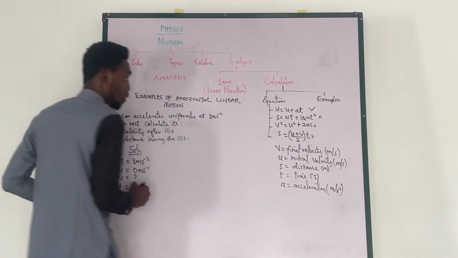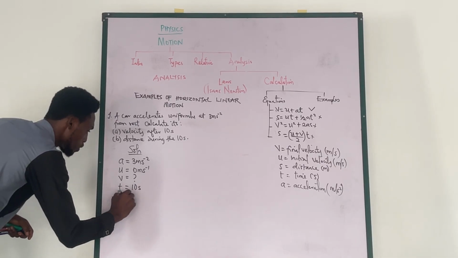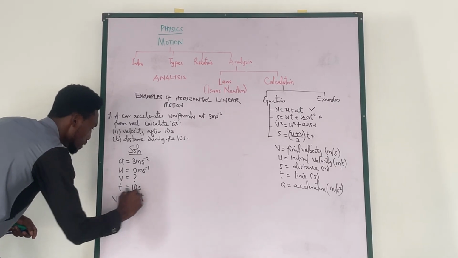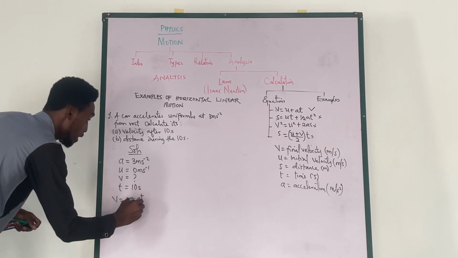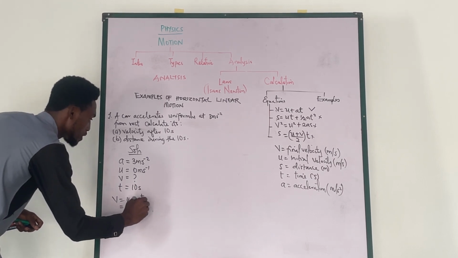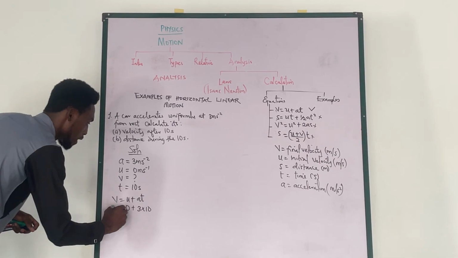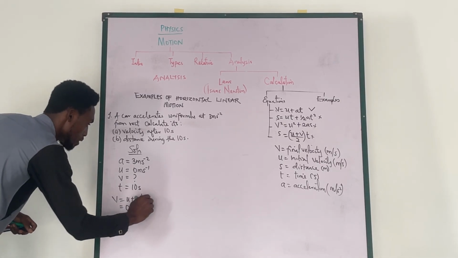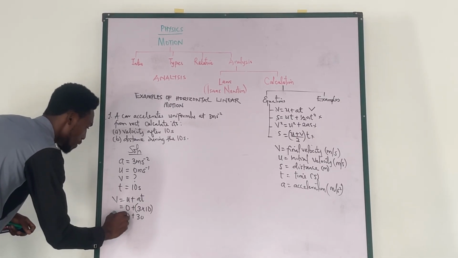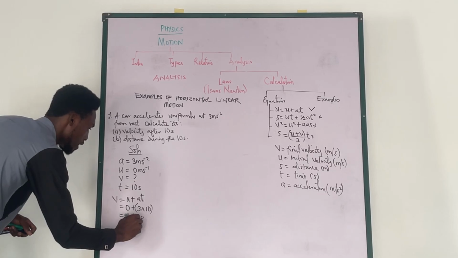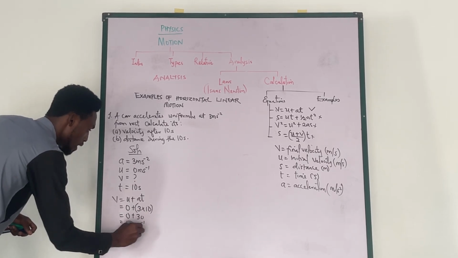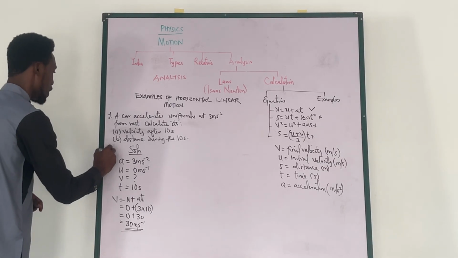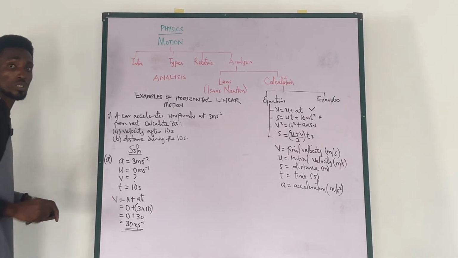So let's solve with that equation. V equals U plus AT. What is U? 0. What is A? 3. What is T? 10. So we have 0 plus 30, right? We have 30 meters per second because it's velocity. And that's what the A part of that question connotes.